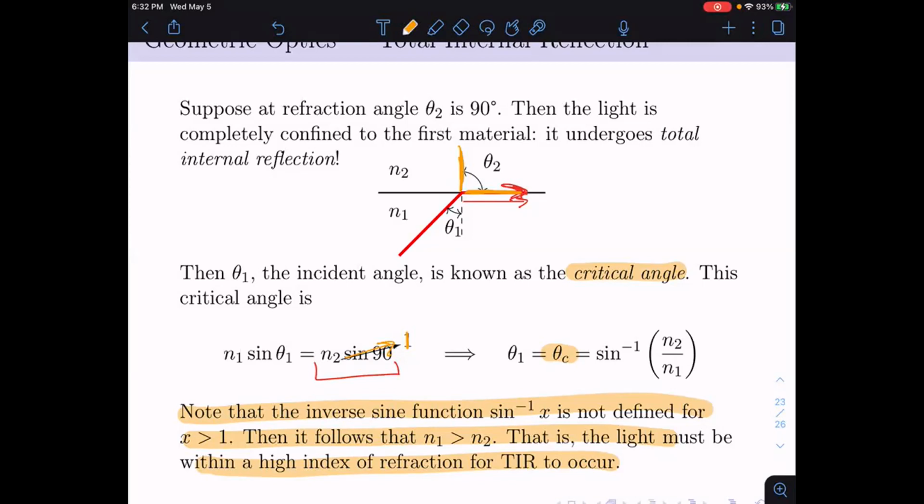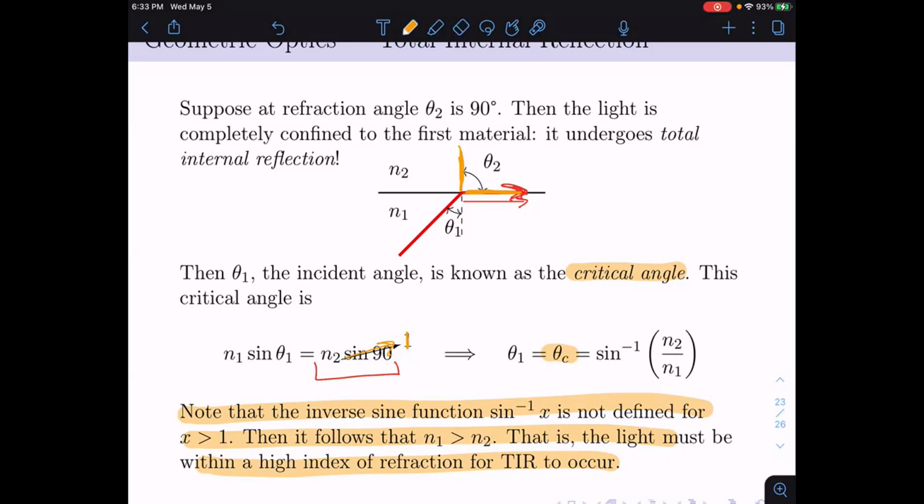Okay, see a question real quick? Yeah, so Lisa, that's a great summary. TIR can only occur when it goes from high to low index. Exactly. You're going from a high index of refraction to a lower index of refraction. Think about it getting trapped there, so to speak. So the one you're trying to leave is greater than the one you're trying to go into. But that paragraph right there that I've highlighted is a great summary of that.